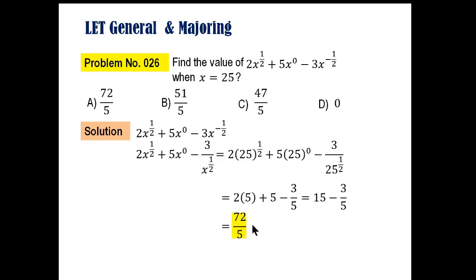So this is now the value of the expression 2x raised to 1/2 plus 5x raised to 0 minus 3x raised to negative 1/2. So it's letter A.